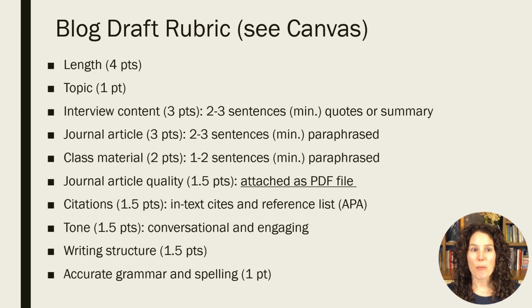Okay, so check out Canvas for more details on this rubric, but you can see that we give you points for length, for having a topic related to the class, for pulling from your interview, and that can be quotes or a summary, for pulling from your journal article, and again, we'd like that to be paraphrased and not quoted, for making connections to class material, again, paraphrased, for the quality of your journal article and having it attached as a PDF, for having in-text citations and a reference list in APA format, for having a conversational and engaging tone, not a formal academic tone, for having a writing structure, with topic sentences and transitions, where it all flows and makes sense, and then of course accurate grammar and spelling.